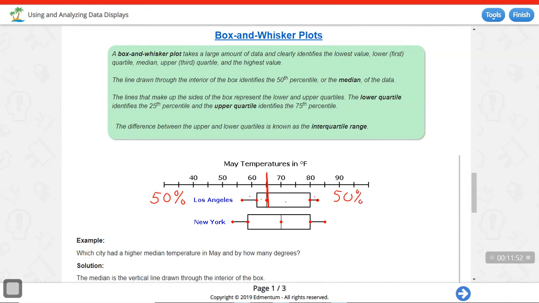If I were to ask the same question in New York, approximately what percent of the data is below 65? Can you answer the question? Well, 65 cuts in right here, but that is not marked off by a quartile nor a median. Therefore, I can't give you an exact percentage. I know that it's more than 25% because this is 25%. And I know that it's less than 50% because this whole thing would be 50%, but I can't give you the value in between there. So it's going to be between 25 and 50%, but I can't give it to you.